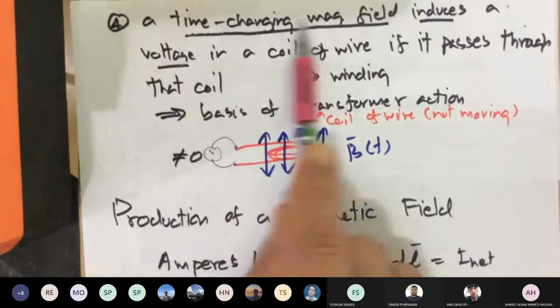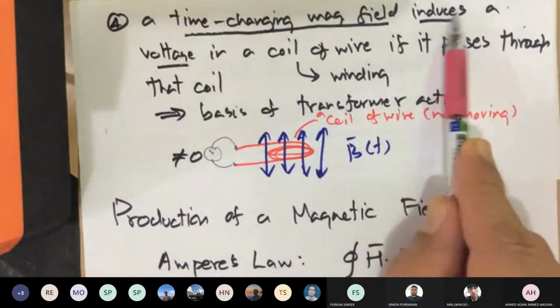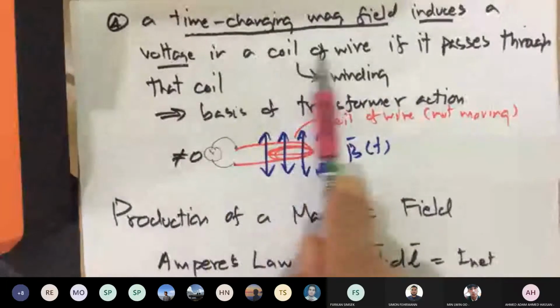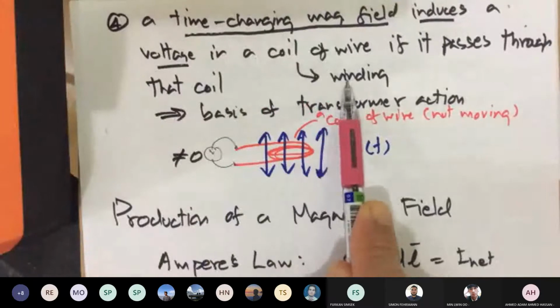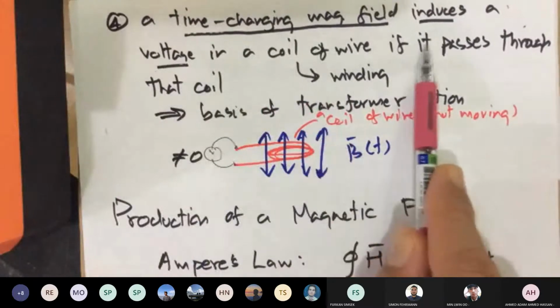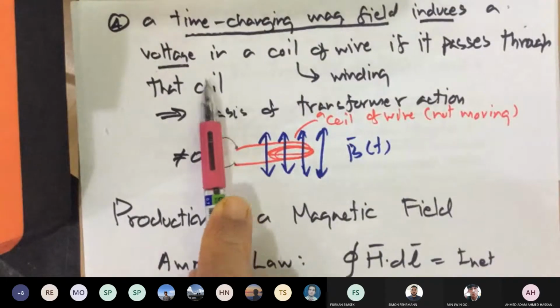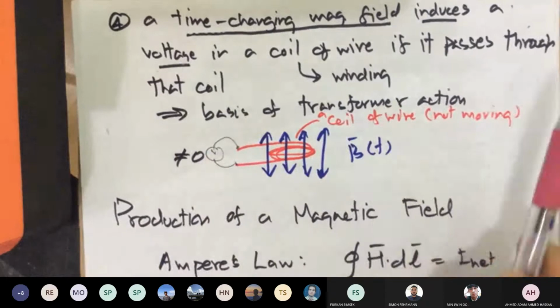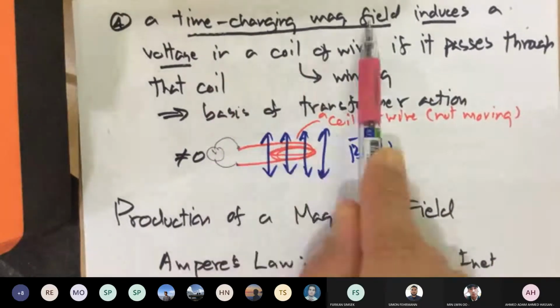What happens if you have a time-changing magnetic field? It's going to induce a voltage in a coil of wire. The coil of wire is what we call a winding, if it passes through that coil. Now, this is the basis of transformer action. The important thing here is that it has to be time-changing.